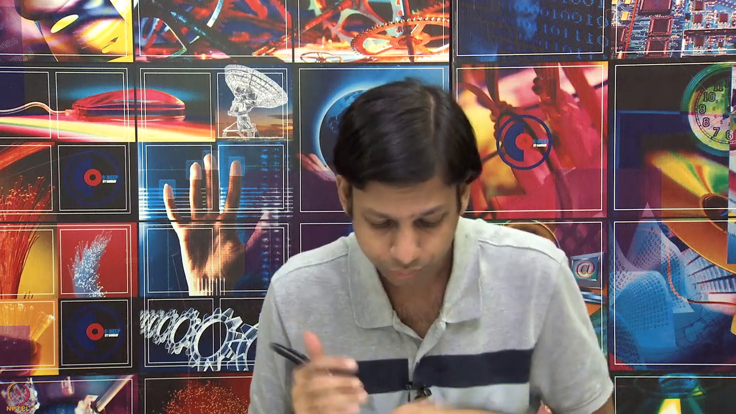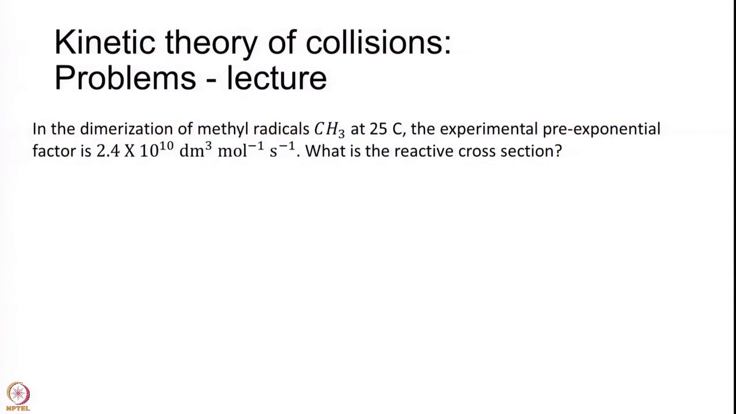I will solve one more problem here. So the dimerization of CH3 radical, 2CH3 dot, this is the reaction we are looking at, at 25 degree C. Somebody had figured out the pre-exponential factor, okay, and the question is you have to find a reactive cross section. So how do I find that? Okay.